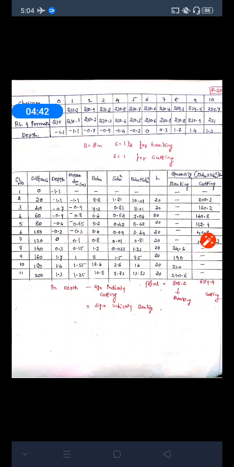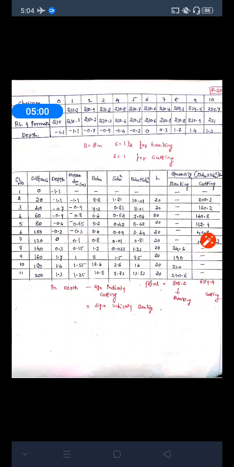Let's see here. Starting with 0 distance, the depth is minus 1.1. There is no other depth here because it is a starting value, so we cannot take the mean value here. Therefore all the remaining entries in that row will be dashes only.